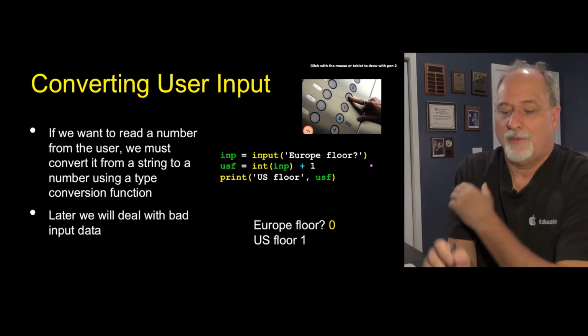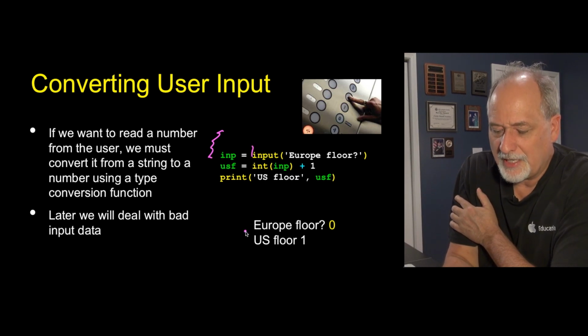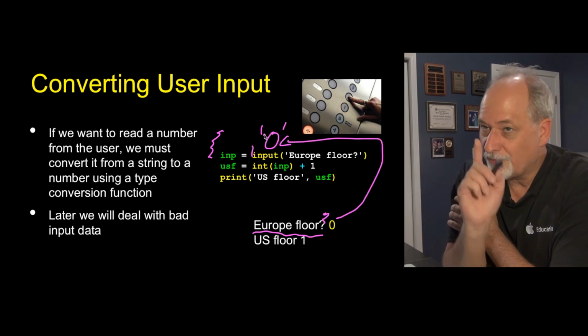So here we go. Program starts. We do the input side effect. It prints out this and then waits. We type in 0. That comes back here. And the 0, which is a string.